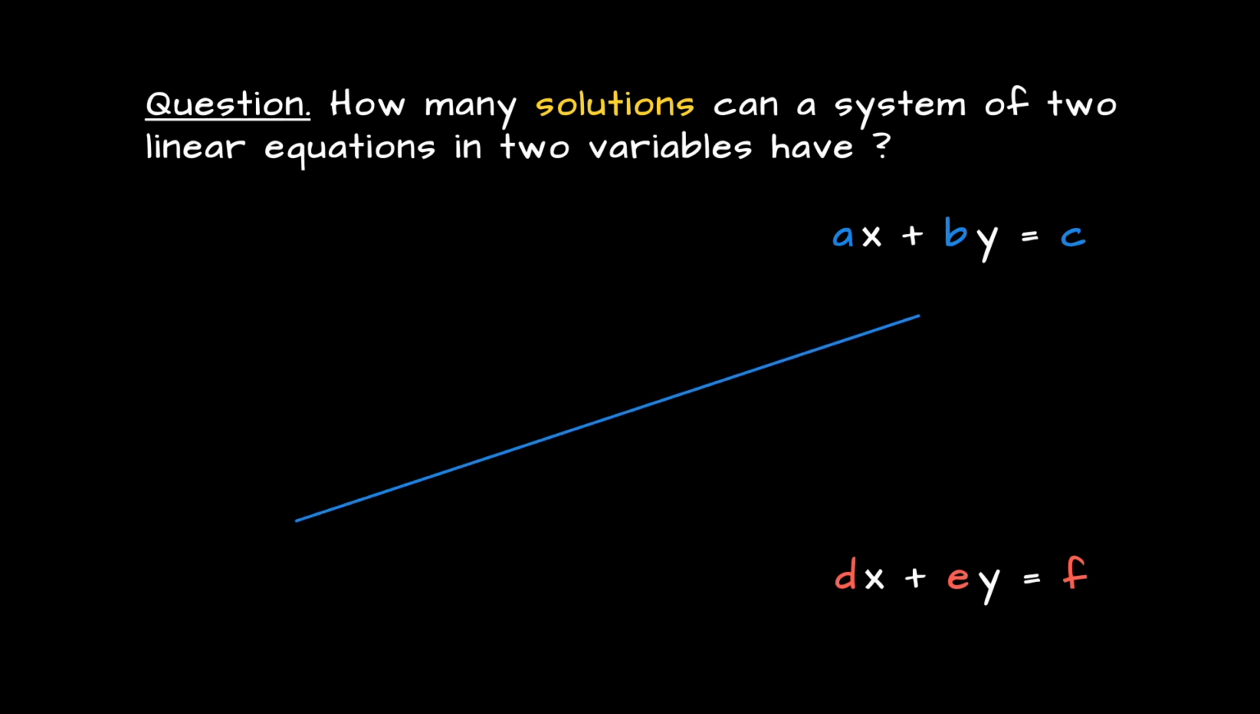Another possibility is that the graphs of our two equations are parallel lines that never intersect. If that's the case, then our system would have no solutions.